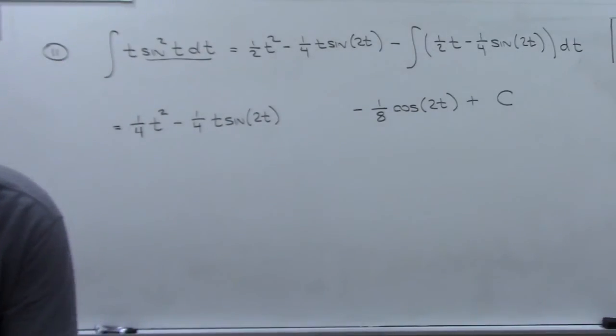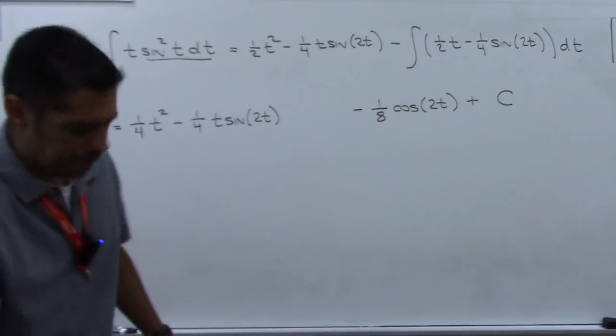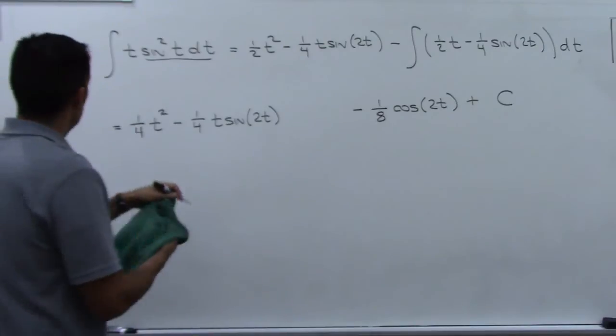All right, what number was that? 11? I'm actually going to look at this one in the book. See if it looks the same. 1/4 t squared minus 1/4 t sine 2t minus 1/8 cosine 2t. All right, looks good. All right, what's next?